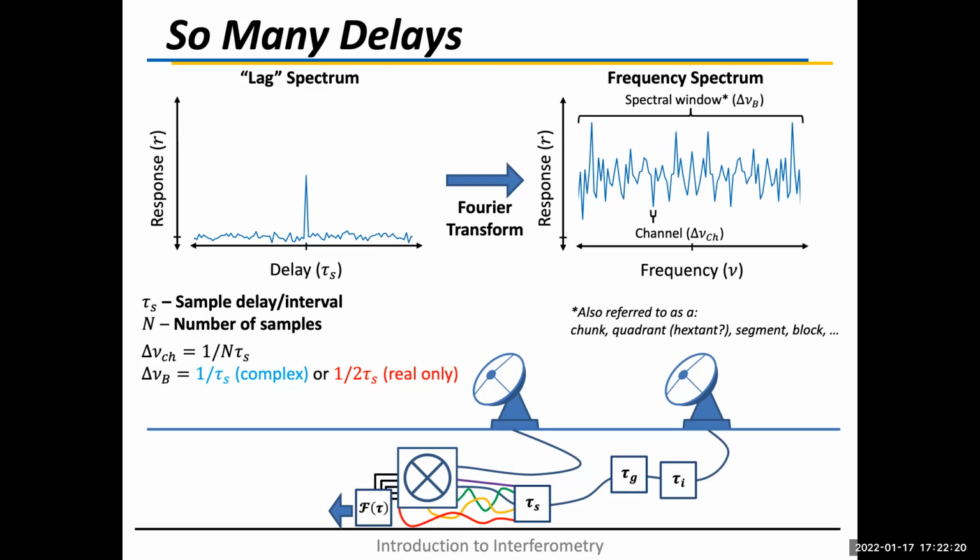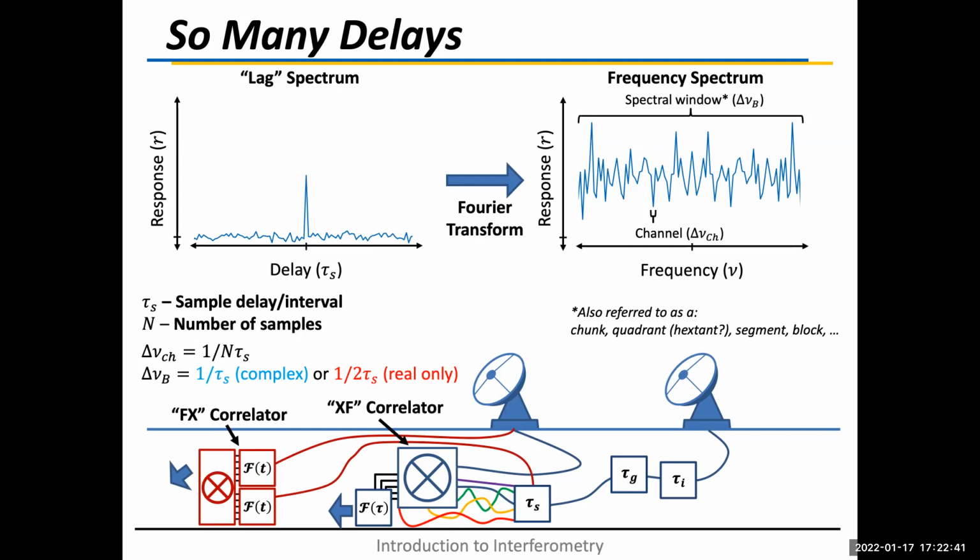That is the difference between the shortest lag and the longest lag. And likewise, the total bandwidth is set by the difference in delay time between the individual lags. So the largest scales on the lag spectrum set the smallest scales in the frequency spectrum, and vice versa.